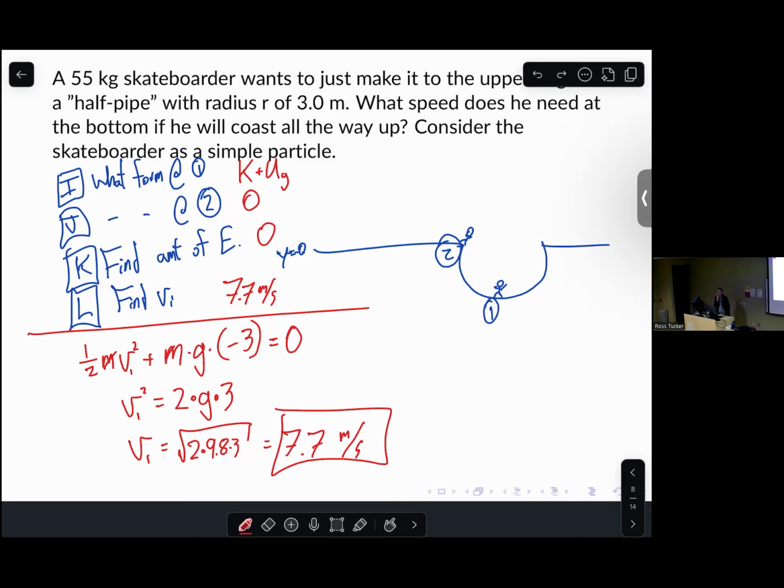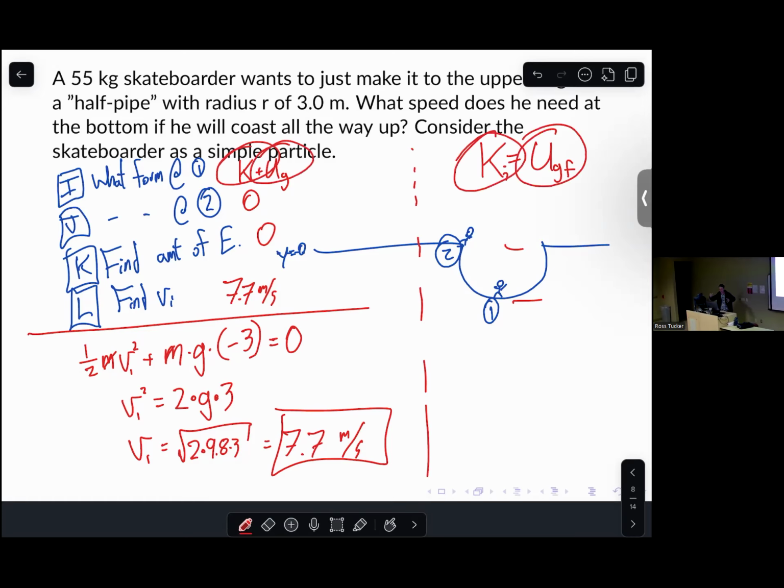Okay, now I want to think about what if instead of saying that this is zero height, we said that this is zero height. What form of energy do I start with? All kinetic, because I'm at my reference height. And then the skateboarder gets high, man. Initial kinetic turns into final gravitational. Wait, hold on. This time UG was negative. This time UG is positive.